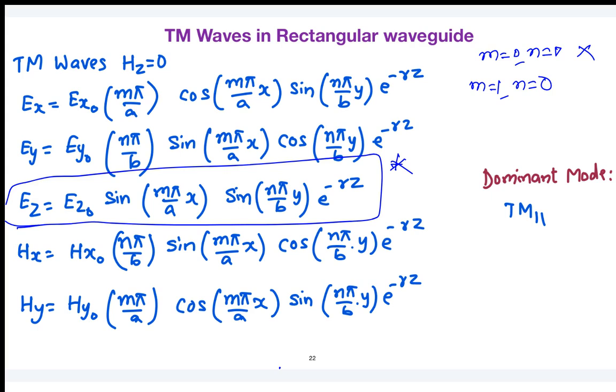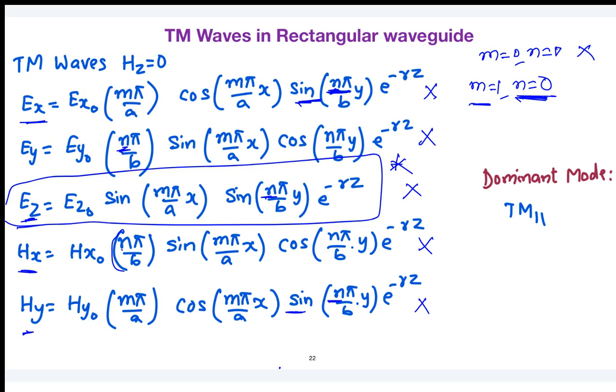Okay, let me verify. m is equal to 1 and n equal to 0. When you put n equal to 0, what happens? Since sine of n pi by b is there, if n is equal to 0, the sine term is going to become 0. So the first component vanishes. What about the second one? The multiplier n is there, so it vanishes. Third component, again sine of n is there, vanishes. Fourth component, multiplier n is there, does not exist. And the fifth component again has the term, so it vanishes.